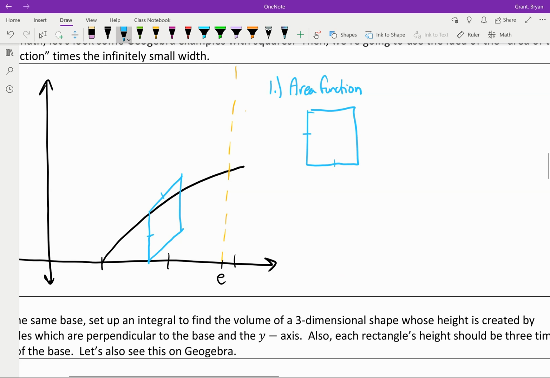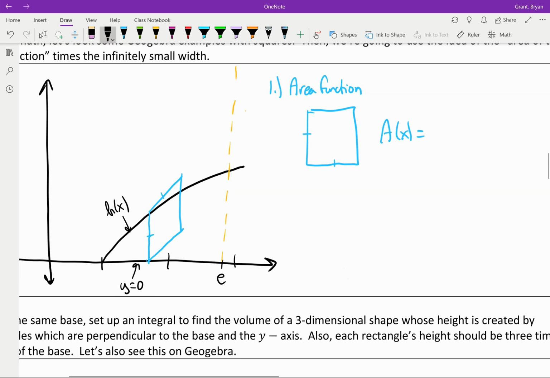Okay, and we're going to figure out how we find the area, or the length and the width, and then eventually the area of this shape. Well, the base is just the distance from this function right here, which was the natural log of x, all the way down to this function right here, which was y equals 0. And we know how to find the distance between two functions. We did that last class. That's just going to be top minus bottom.